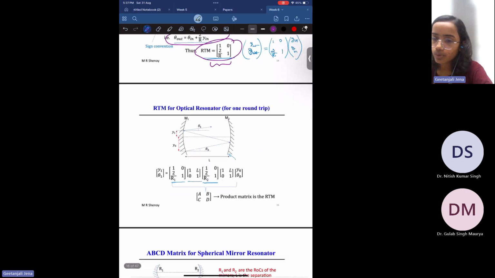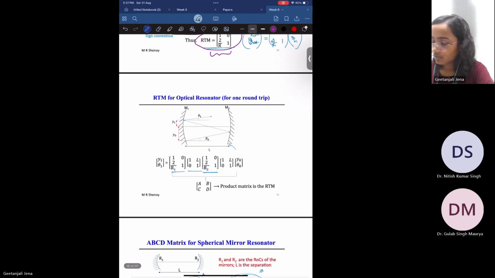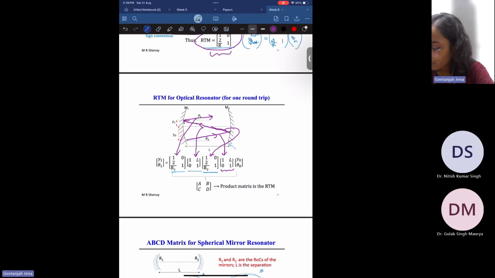Now we'll combine all of them, that is, two propagations and two reflections of the ray. Propagation you have already seen; it is denoted by 1, L, 0, 1. Then there is a reflection at the spherical mirror, for which the transfer matrix is 1, 0, 2 by R2, 1. Now the ray will again propagate, with transfer matrix 1, L, 0, 1. And then it gets reflected again, with transfer matrix 1, 0, 2 by R1, 1. The product of these four matrices is what we call the ray transfer matrix, A, B, C, D.